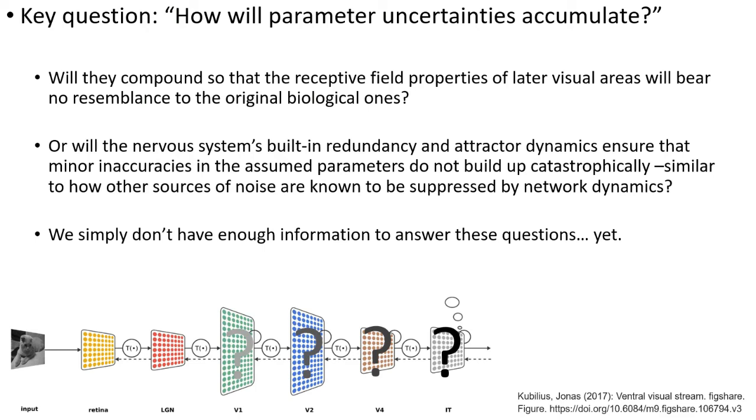We simply don't have enough information to answer these questions as of yet, but they could be addressed through existing research methods, like the ones in the paper we discussed here. And they could be addressed via new computational modeling. For example, by injecting specific amounts of noise into the parameters of deep recurrent neural network models of the visual system. In this way, researchers could learn just how precise these parameters need to be known.